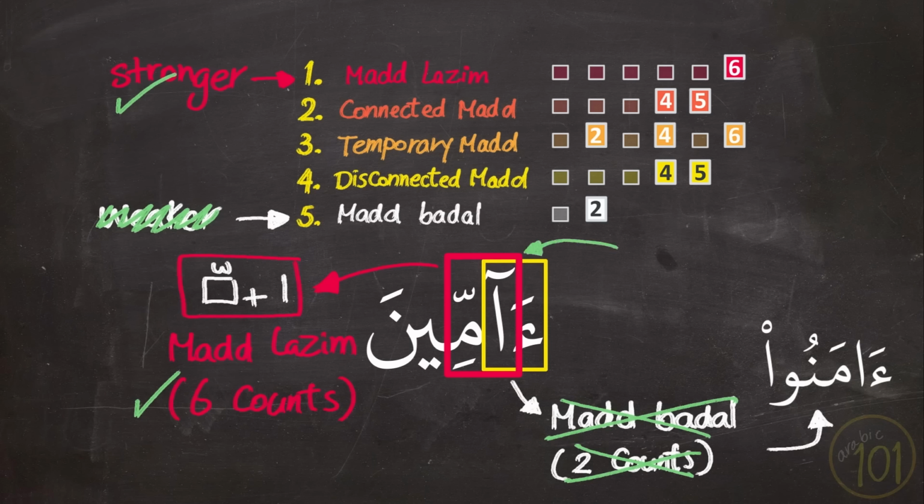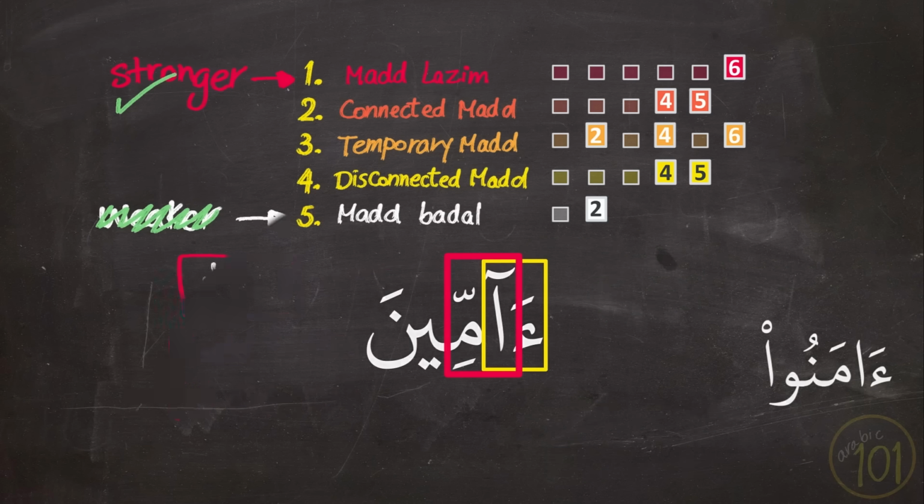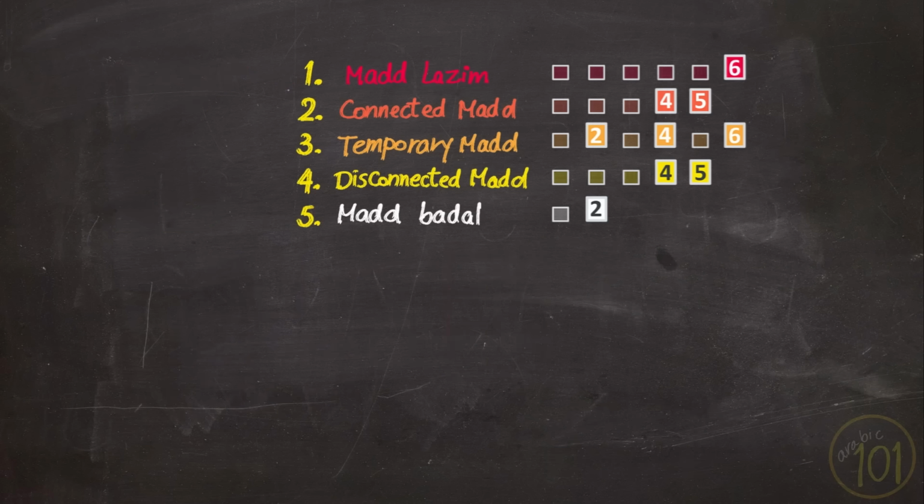And for this reason, we have the mad symbol on alif to indicate the resolution. So this conflict has already been indicated for you, and you don't need to resolve it yourself. It has already been indicated in the mushaf. But not every conflict is indicated for you, like stopping at this word.